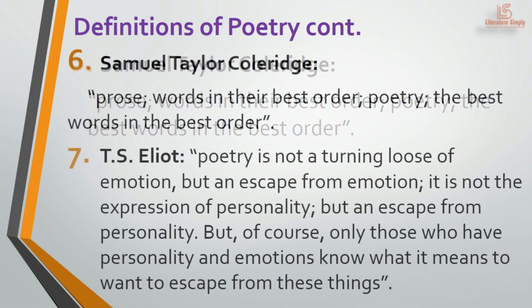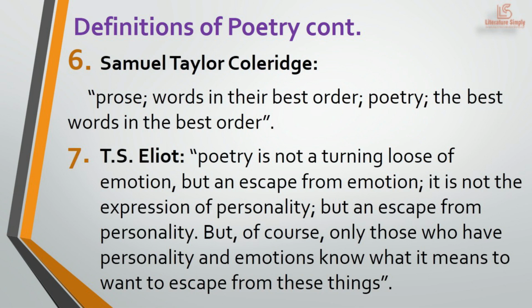Number 7. Thomas Stearns Eliot, a modern poet, author and critic, says, poetry is not a turning loose of emotion but an escape from emotion. It is not the expression of personality but an escape from personality. But of course, only those who have personality and emotions know what it means to want to escape from these things. Eliot puts a different view regarding poetry.